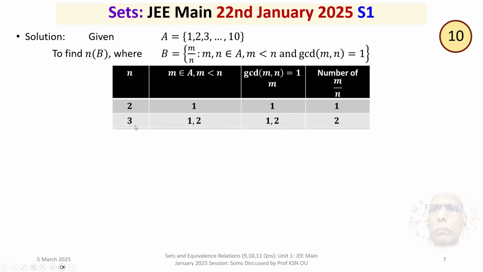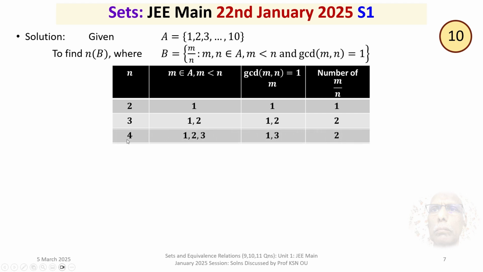Now, n is equal to 3. So, what are those elements in A less than 3? 1 comma 2. Now, what are those elements which are relatively prime to 3, which are less than n, less than 3? GCD of 3 comma 1 is 1, 3 comma 2 is 1. So, 1 qualifies, 2 qualifies, 1 comma 2. So, now m by n, m is 1 by 3, m is 2 by 3. How many? 2. So, the number of m by n is 2.